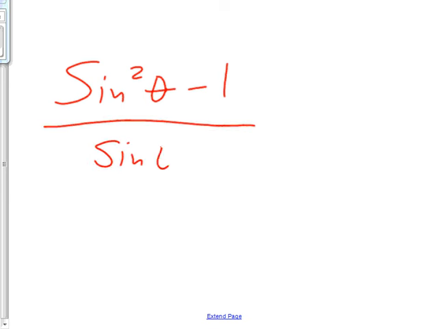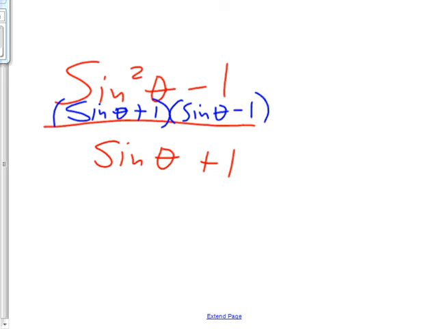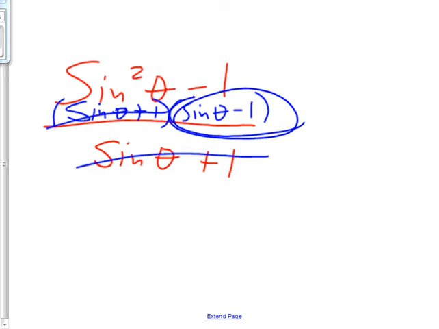Let me give you another one like that. Sine squared theta minus 1 over sine theta plus 1. Solve. Actually, I should say simplify. All right, so this one's factoring again. Sine theta plus 1 and sine theta minus 1. And the plus 1 part cancels. You should have had sine theta minus 1. In this case, it is minus.